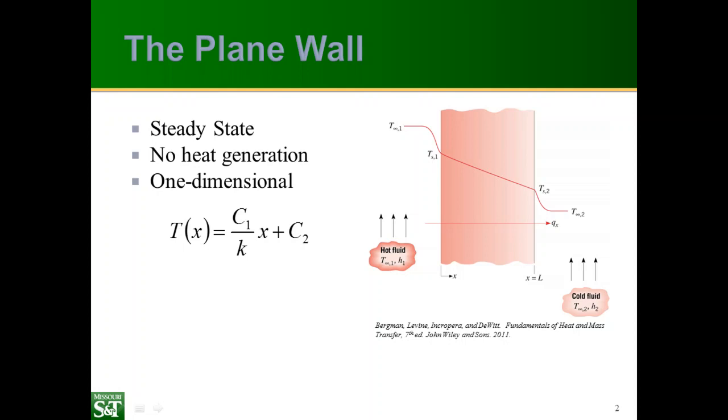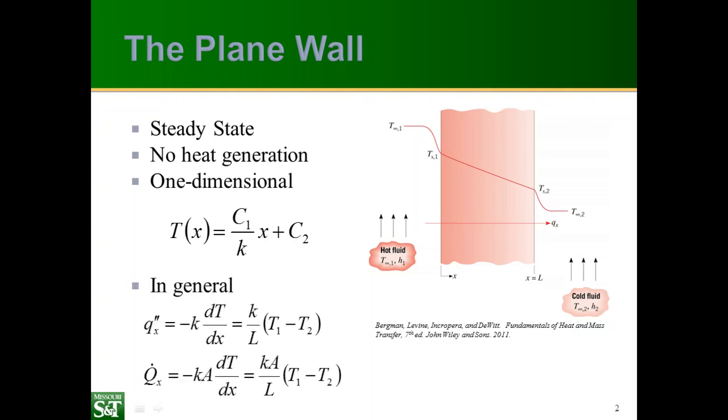In general, whichever boundary condition you have, if you know the surface temperature at 1 and the surface temperature at 2, we can look at the heat flux, which is negative k dT/dx, and that would then be k over L times the temperature difference, where L is the thickness of the wall. And then the total heat rate would then be just the heat flux multiplied by the area.